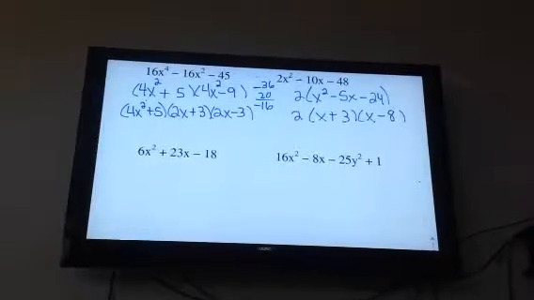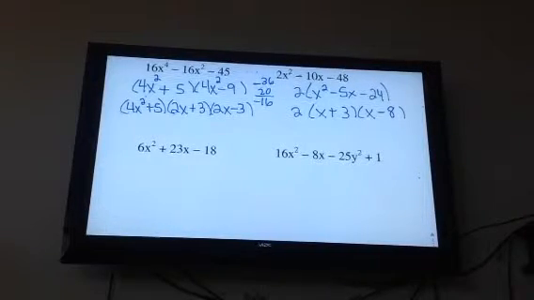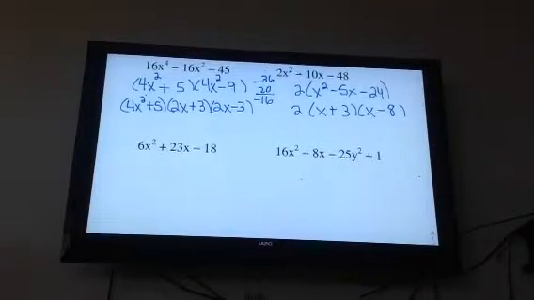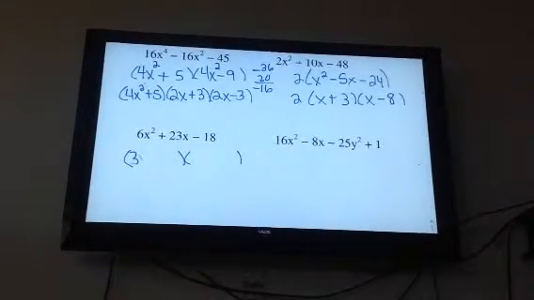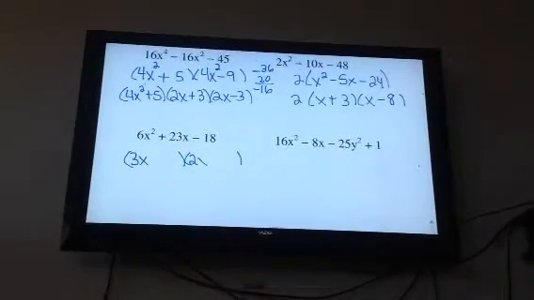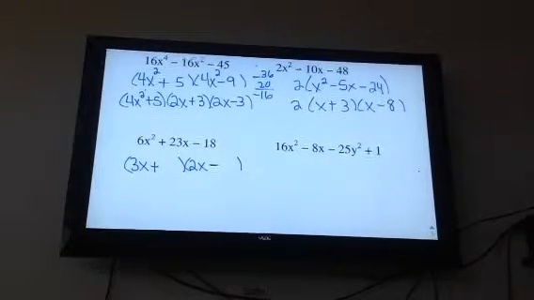Okay, second to last one here. Common factor? No. So I'm going to take this and break this up right away. So 3x times 2x, minus is 1 of each sign, and then 18 has a few options. 18 times 1, 6 times 3, 9 times 2. I'm going to go with 9 and 2.